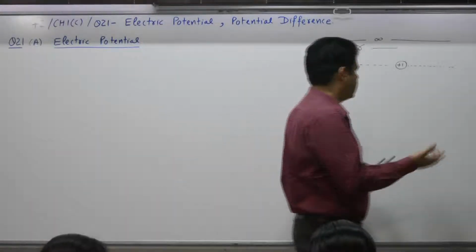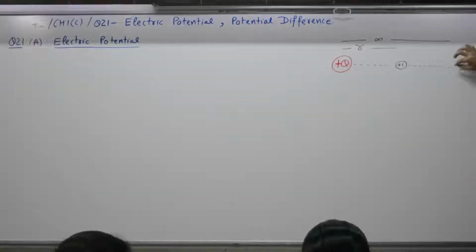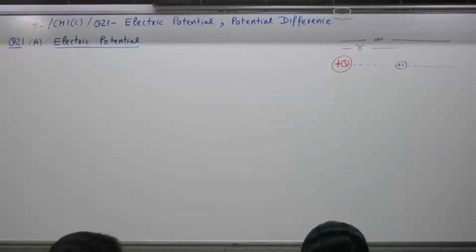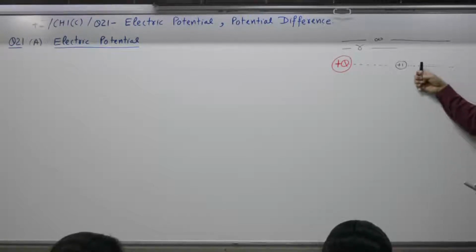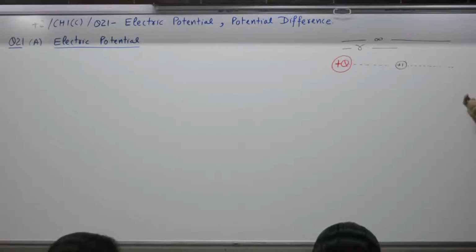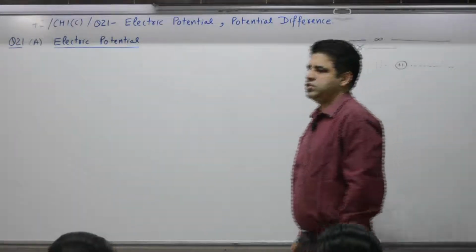Other definition. If there is a +1 coulomb charge, a unit test charge, placed at infinity, now there is a force of repulsion. I will have to do work to move it from infinity to r. Why? Because the force between the two is repulsive in nature. So work done by me to bring this charge from infinity to this point is also termed as electric potential.